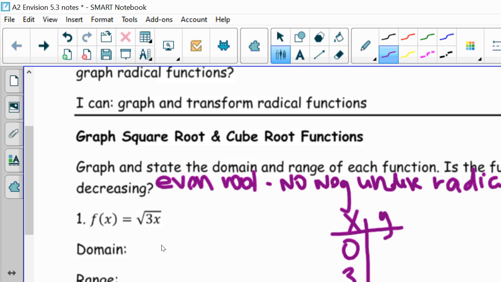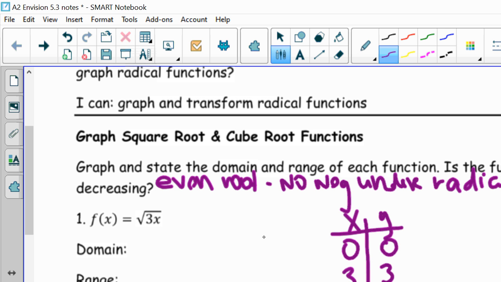3 times 0 is 0, the square root of 0 is 0. 3 times 3 is 9, the square root of 9 is 3. I picked x's to make these perfect squares. 3 times 12 is 36, the square root of 36 is 6. 3 times 27 is 81. The square root of 81 is 9.